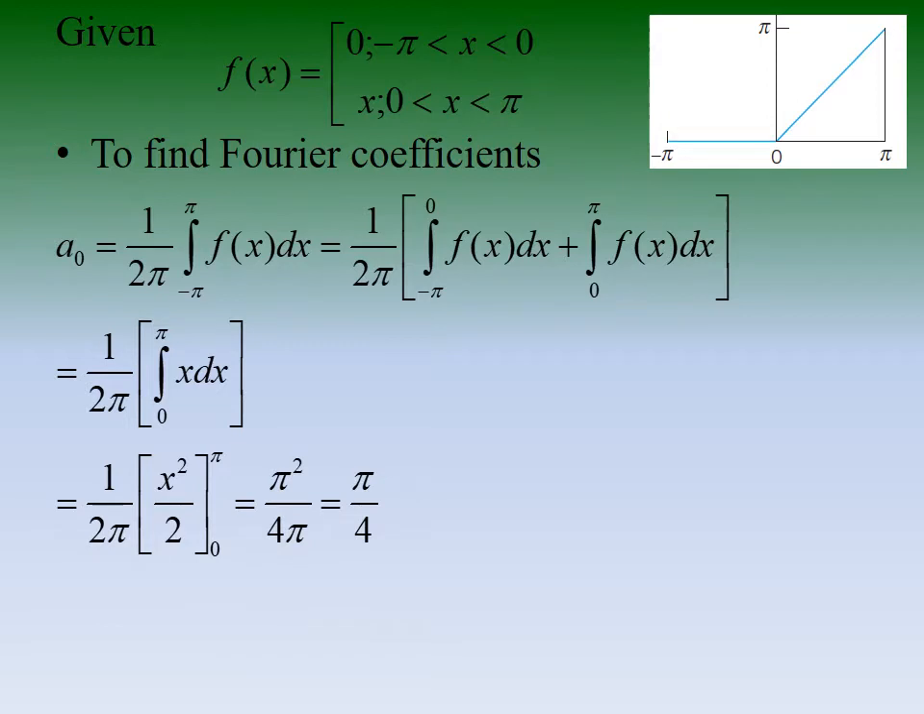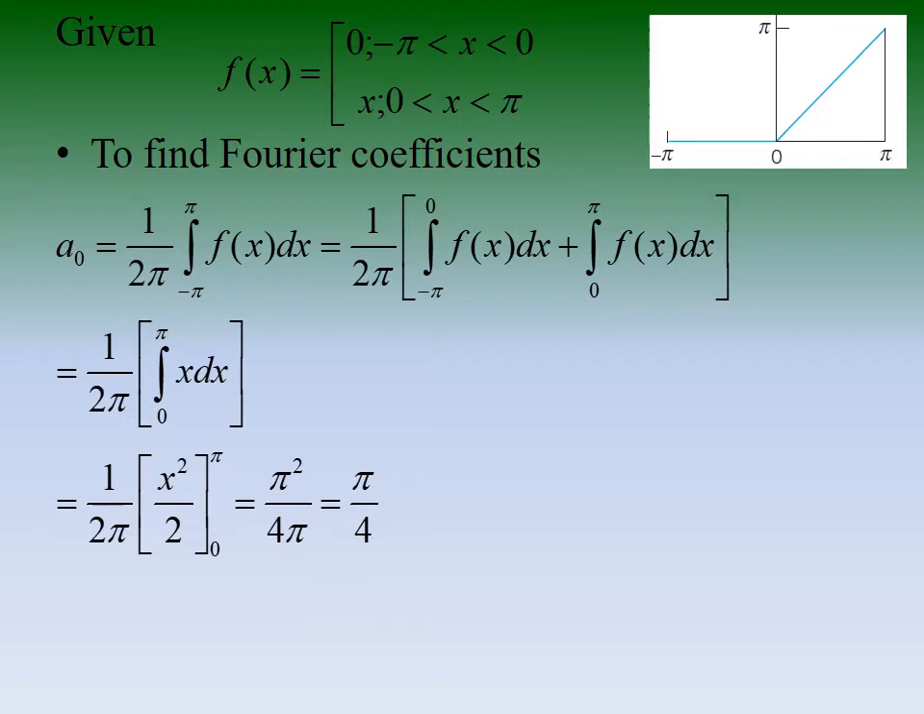So from the given graph, f of x can be written as 0 if x lies between minus pi to 0, and it is x if x lies between 0 to pi. So now from that f of x we have to find the Fourier coefficients. First we have to find a naught. a naught is equal to 1 by 2 pi integral from minus pi to pi f of x dx.